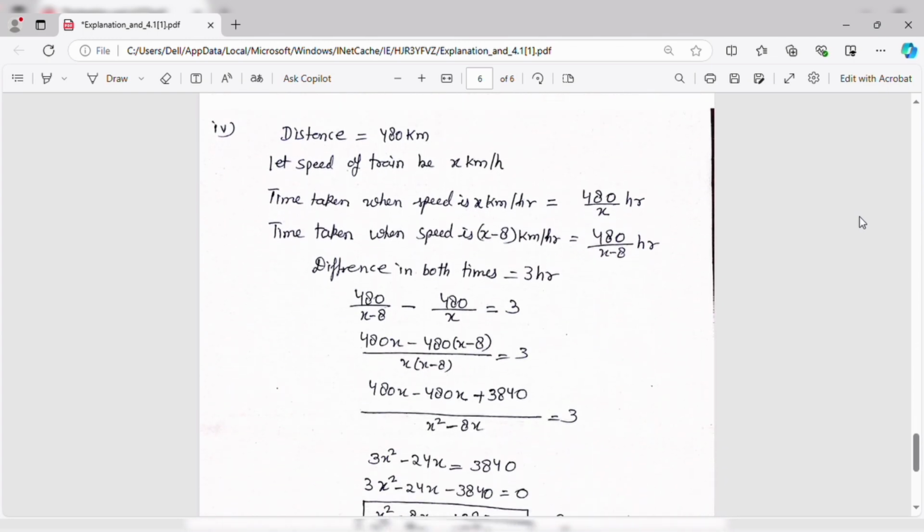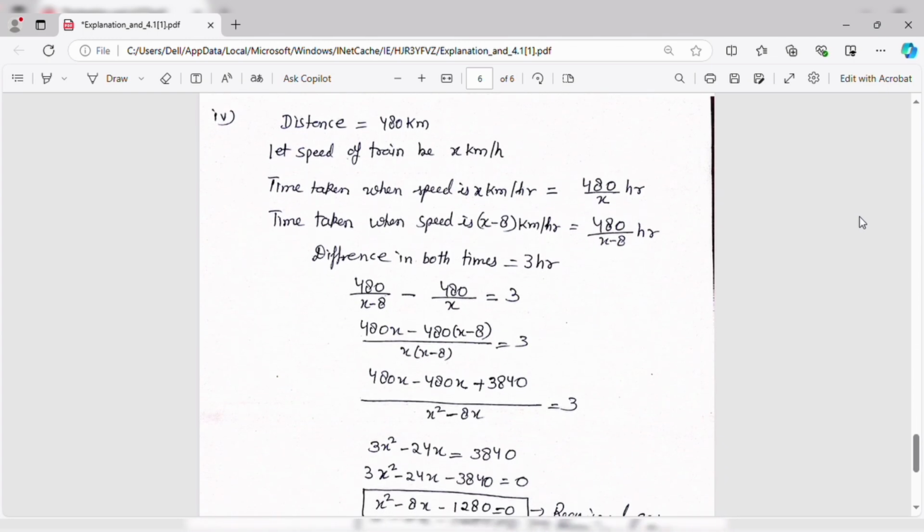Fourth part, a train travels a distance of 480 km at a uniform speed. If the speed had been 8 km per hour less, then it would have taken 3 hours more to cover the same distance. We need to find the speed of the train. So let us assume the speed of the train be x km per hour and distance is given as 480 km. When the speed is x km per hour, the time would be 480 upon x because time is distance upon speed.